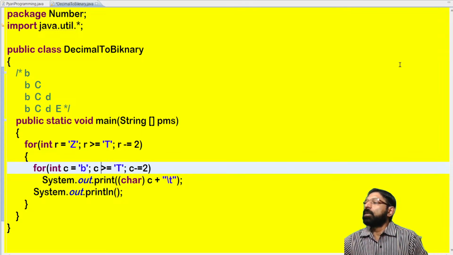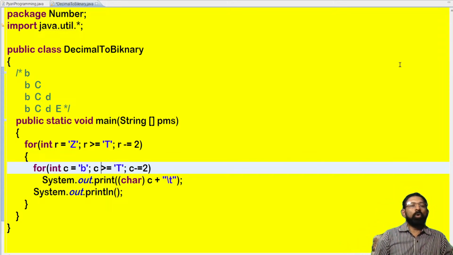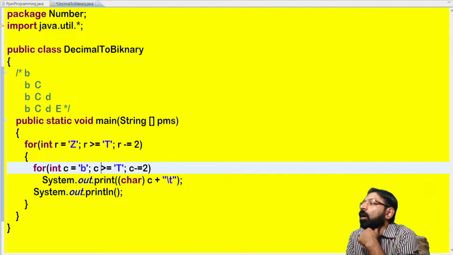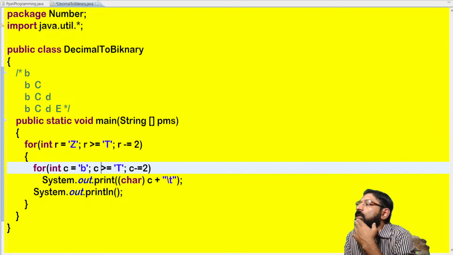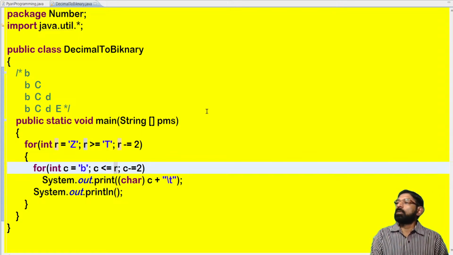Which type of pattern is it? Is it not going to be a row-based alternate pattern? Why don't you think of it like this? Yes, got it. C is less than or equal to R.